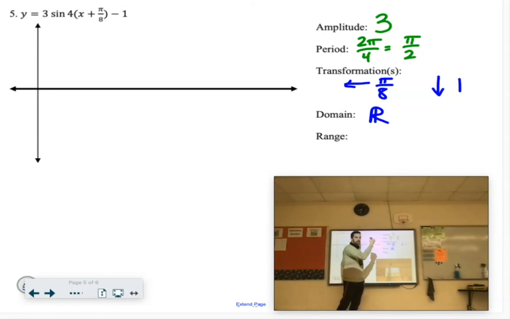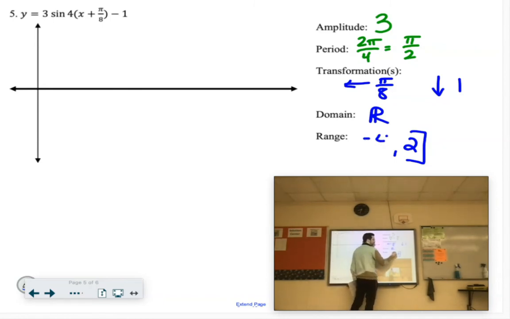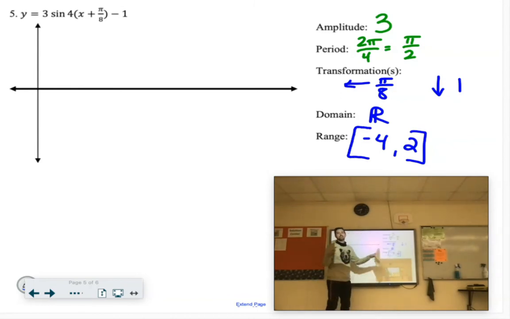Now, we're shifting everything down 1, so our center line is going to be at negative 1. Our amplitude is 3. So at most we can go up 3 from there and down 3 from there. So negative 1 plus 3 would be positive 2. So our maximum point is going to be 2. If we're at negative 1 and we go down 3, that would get us to negative 4. So that would be the lowest we would ever go. Look at that. We filled out all this information without even graphing it.